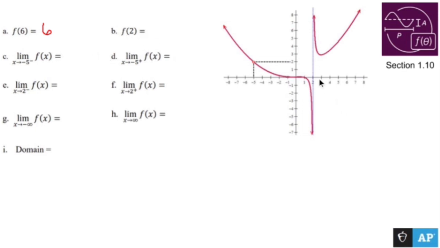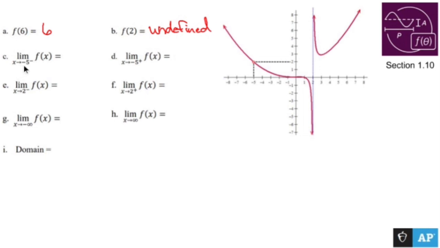Let's plug in 2. Oh, no, I can't, because this is a vertical asymptote. So me plugging in 2 is impossible. So we'll say that that is undefined.